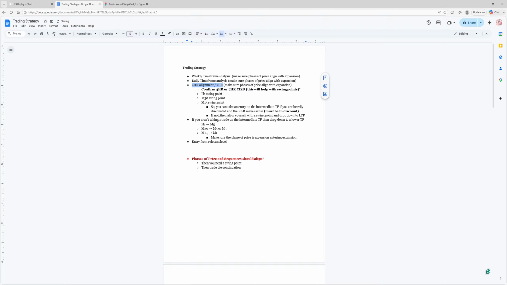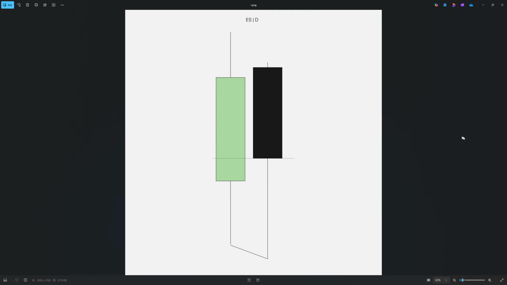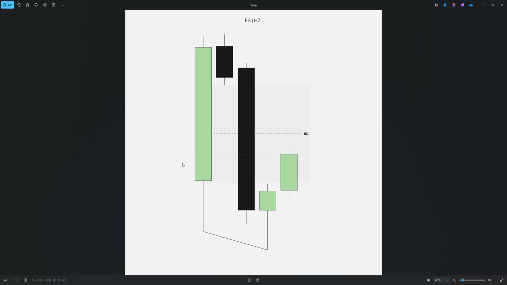So for this one in particular, our daily analysis says that we are bullish, right? And then our 7 hour narrative and sequence says that, well, this is a reversal. What happens to a reversal typically? We go into expansion, so external back into internal range liquidity, which supports the overall narrative that we basically planned out on the daily chart.